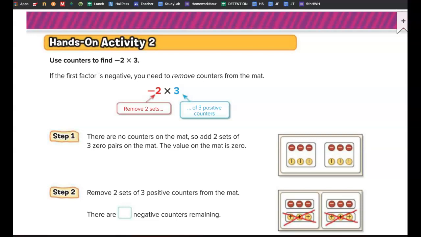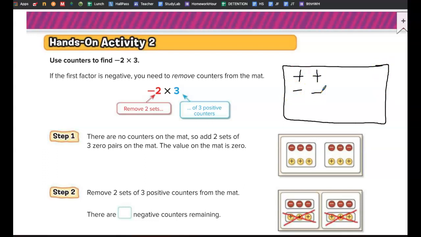Make a picture. 0 pairs. Okay. So how many 0 pairs do you want to add to the mat? Okay, this is my new mat. If I add 2 0 pairs, can I take away 2 groups of 3? No, so how many more do you want to add?